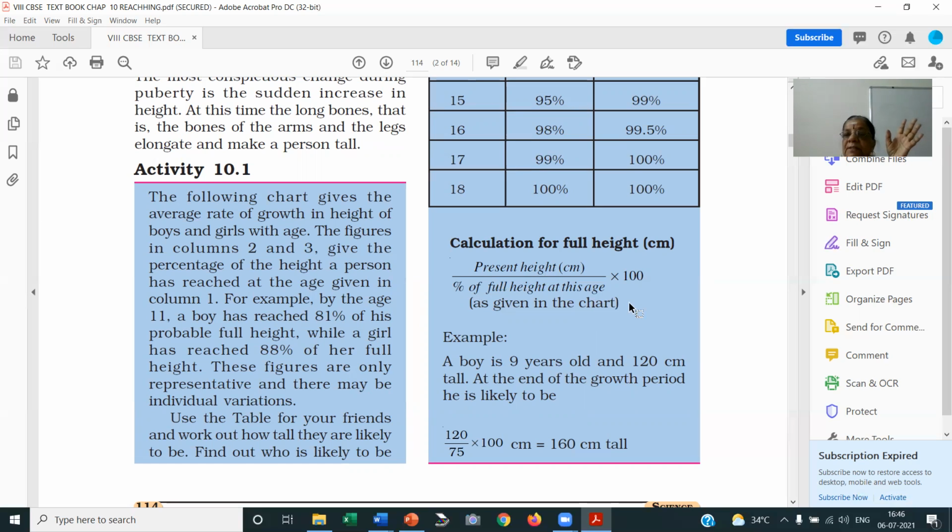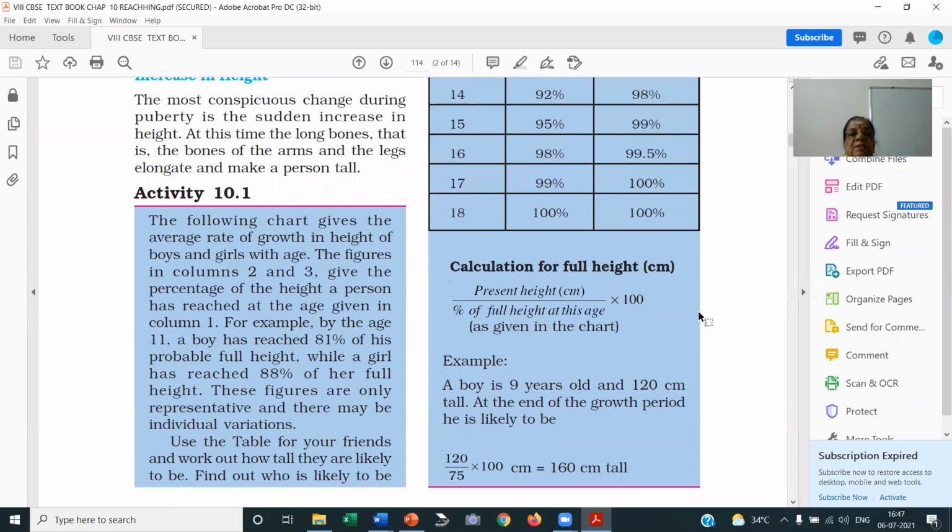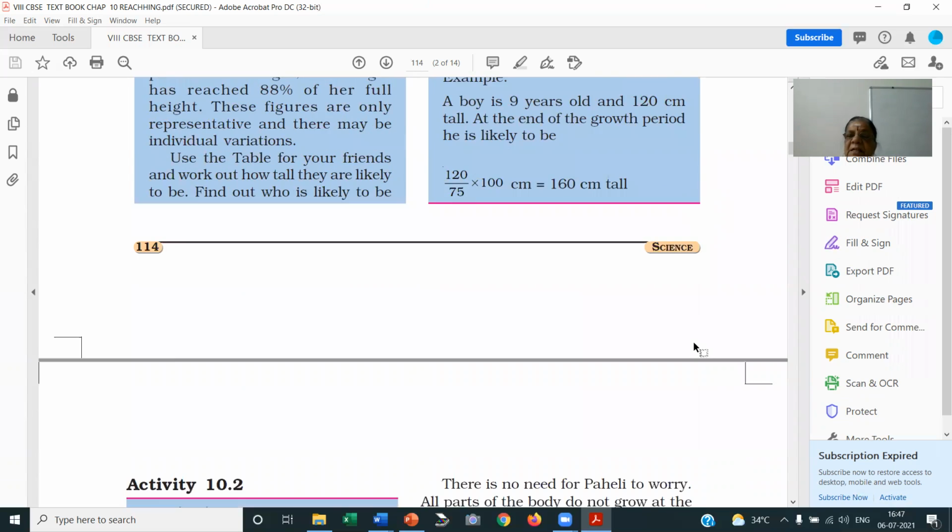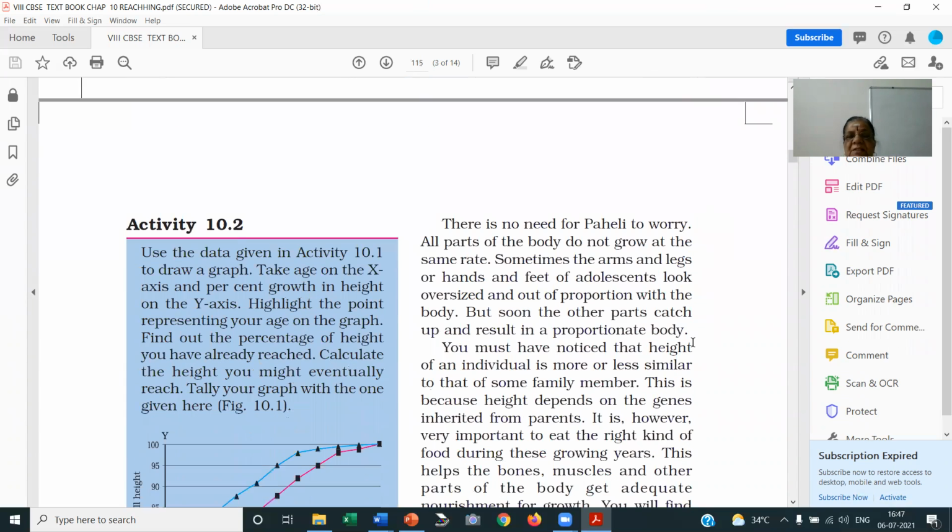Present height divided by the percentage of full height at this stage. Present height is 120. Then the percentage of full height from the table, that is 75%, into 100. So that boy, at the end of the growth period, is likely to be 160 centimeters tall. So that is the increase in height. Same way with the girls.